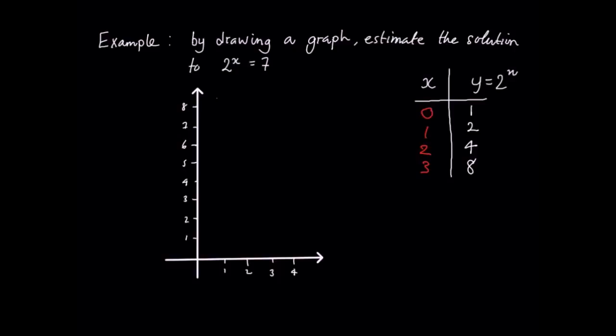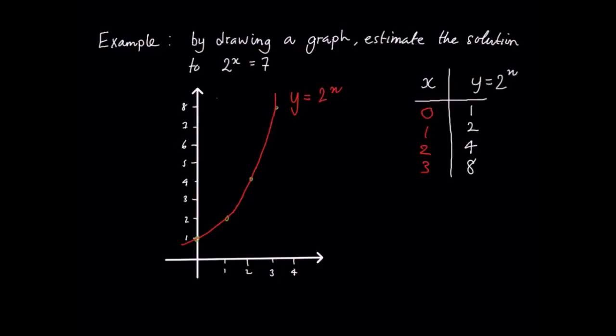We can just pop those points on our axes there. So we're going to have 0, 1, 1, 2, 2, 4, which is about there. And at x equals 3, y is going to equal 8, so that will be about there. We can now sketch in our curve, which will go something like this. So there we have the graph of y is equal to 2 to the x.